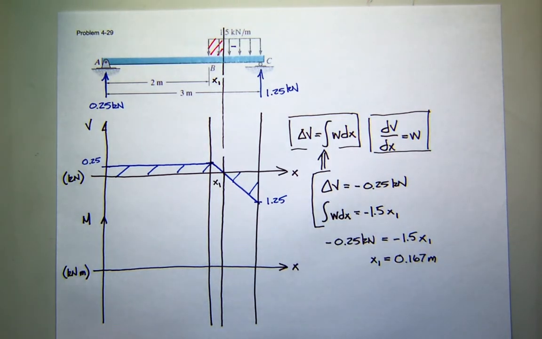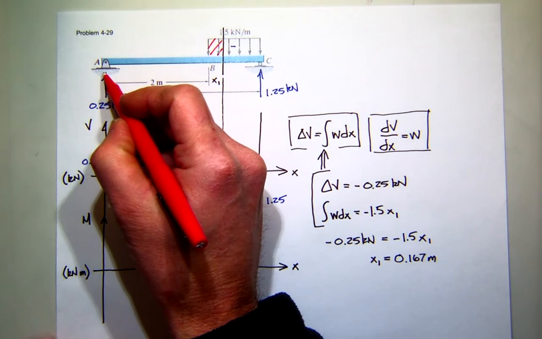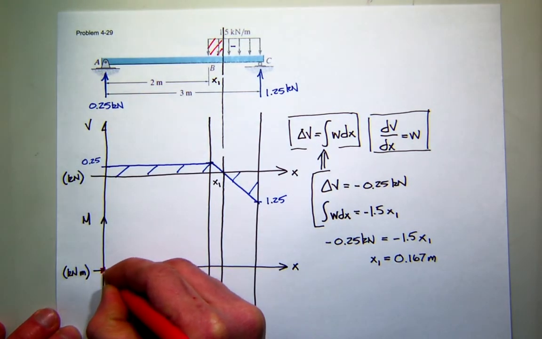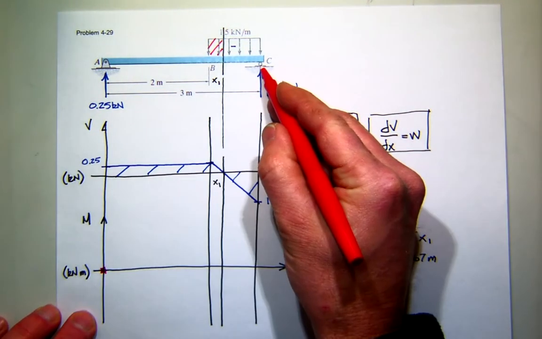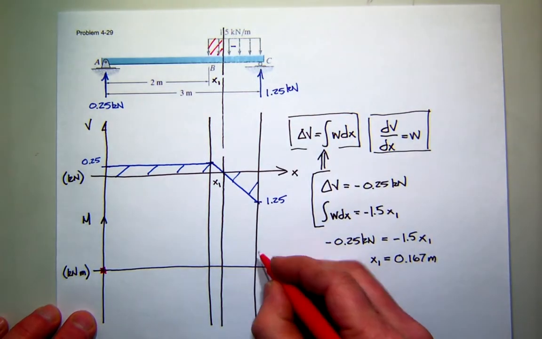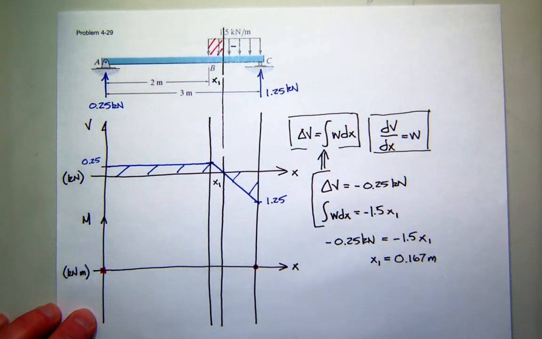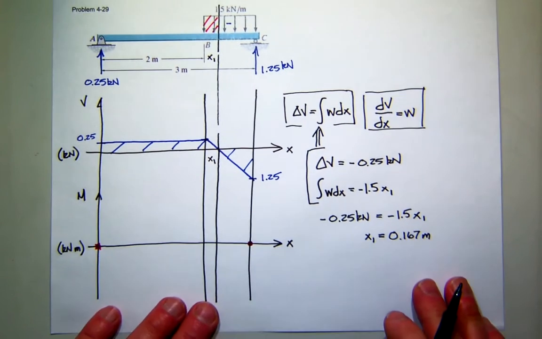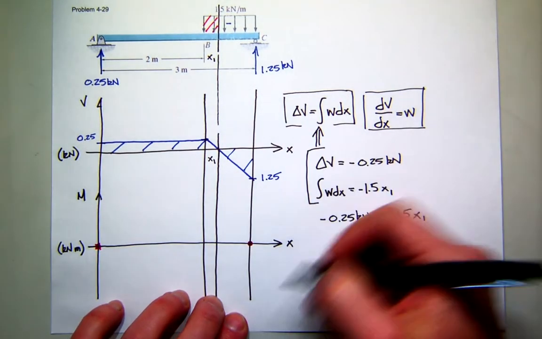So the moment is what? What's the moment at A? 0. So I know I'm going to start here. What's the moment at C? 0. All right, now let's apply our relationship for that, which are the same, just bumped up.